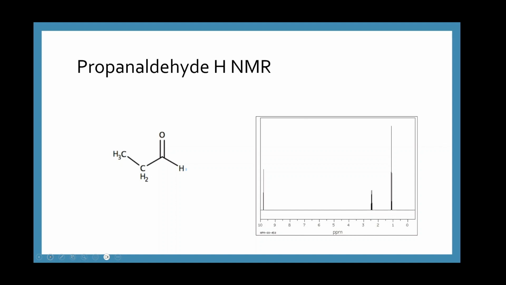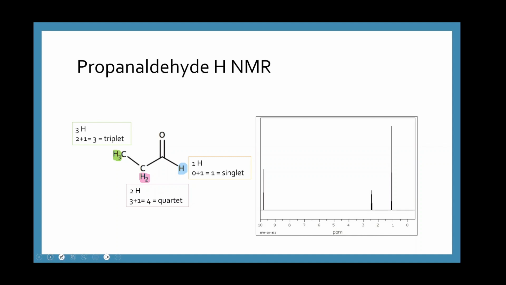Here's propanaldehyde. So we have a CH3 group that's split by these 2 neighboring hydrogens, so that's a triplet. The CH2 group is split by this CH3, that's a quartet. And then that hydrogen, the aldehyde hydrogen, is not split by anything, so that should be a singlet. So this has a very similar NMR spectrum to propanoic acid.